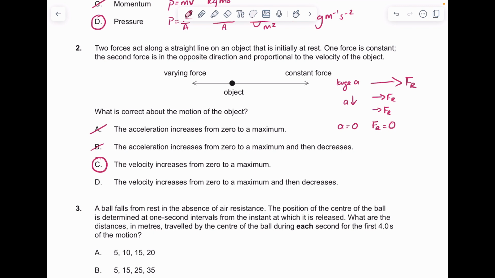D is incorrect because once the two forces are balanced, unless something else changes, there's going to be no decelerating force. So the velocity is not going to decrease, we're just going to continue at our top speed in the same direction at a constant speed, constant velocity. Our resultant force is 0. So the answer is C.